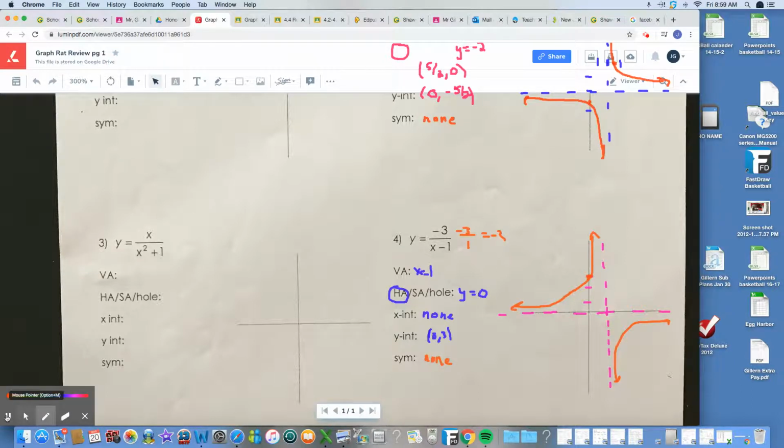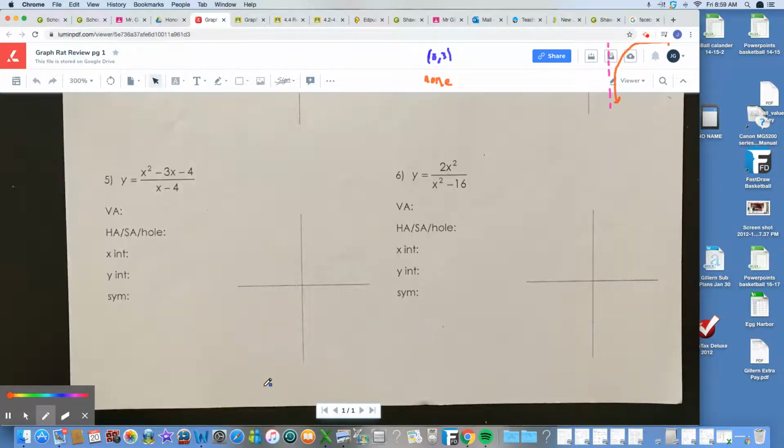Now number 6. Once again, 2 up top, 2 in the bottom. The degree is the same, which means we have a horizontal asymptote, and it's at y equals whatever the leading coefficients are. 2 over 1 is 2. Bottom: set the bottom equal to 0. X squared minus 16 is x minus 4, x plus 4. So we have 2 vertical asymptotes, x equals plus or minus 4.